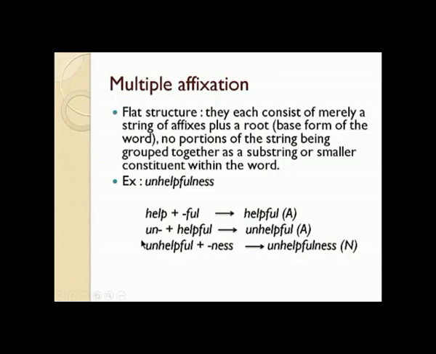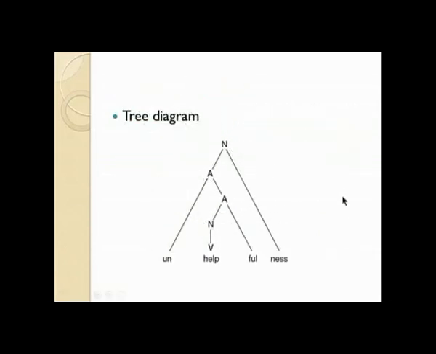Now let's take a look at unhelpfulness. The root of unhelpfulness is help, which is a noun, and when we add ness in here, it becomes a noun. So it doesn't change from noun to noun. It doesn't have any transformation because we add a second suffix, ness. Then let's take a look at the tree diagram.